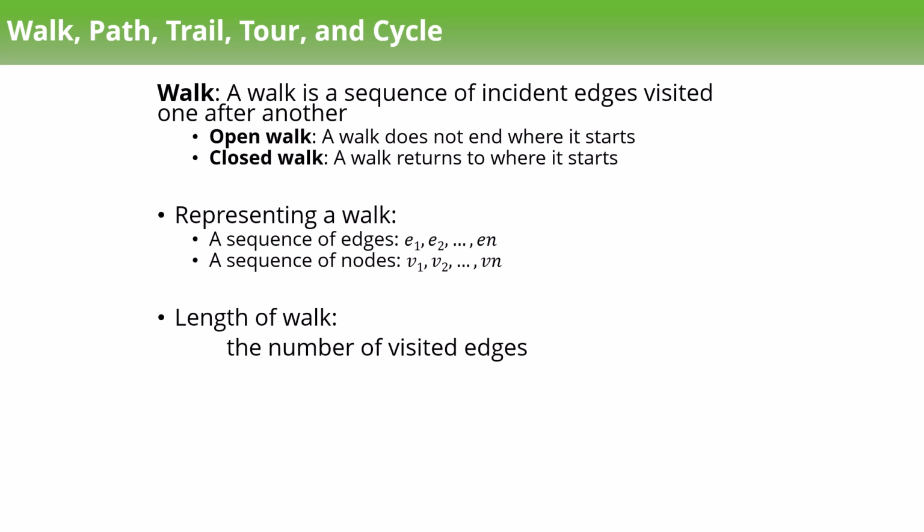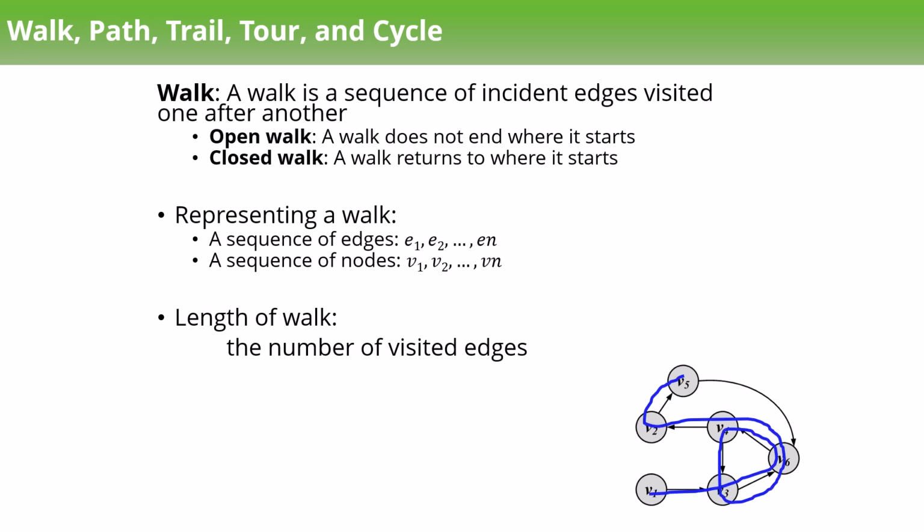So, open walk: it starts at one place and ends elsewhere. Closed walk means it starts and ends at the same place. This is the walk. So these are the nodes V1, V2, V3, V4, V5 and V6. The blue line represents the walk. So we are traveling from V1 to V5. The length of a walk is the number of edges connected.